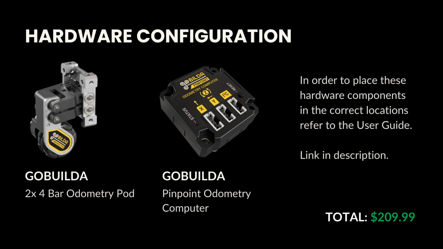Additionally, it's important you place these hardware components in the correct location of your robot. In order to put them in the right spot, you can refer to the user guide in the description. In this guide, you'll find where to actually place these hardware components on your robot to make sure everything works seamlessly. I've also added a total of how much this system will cost for you and your FTC team.